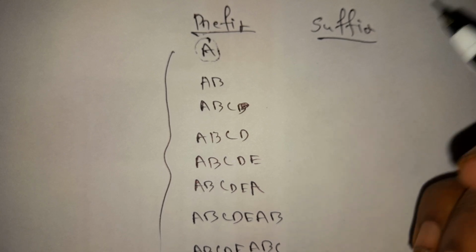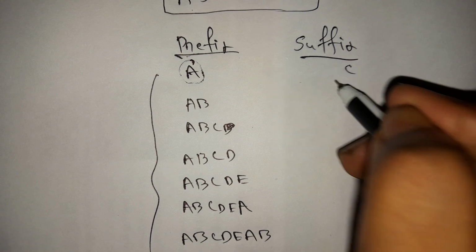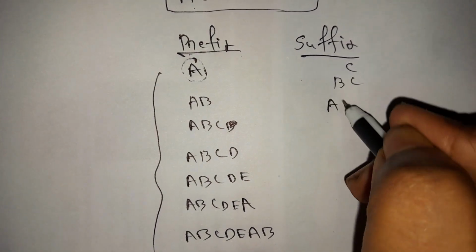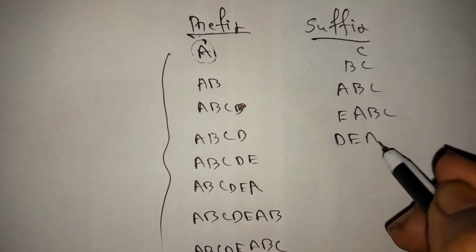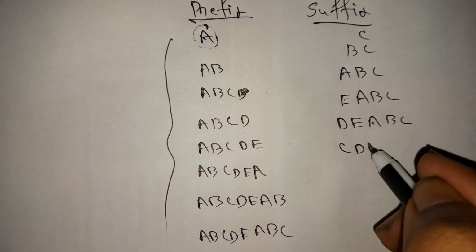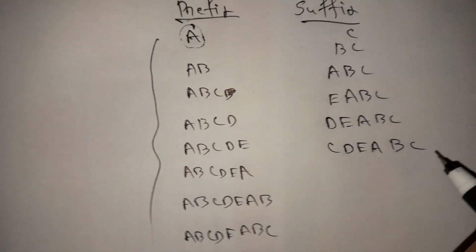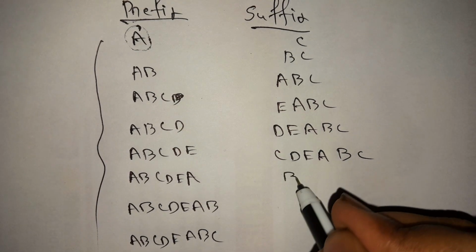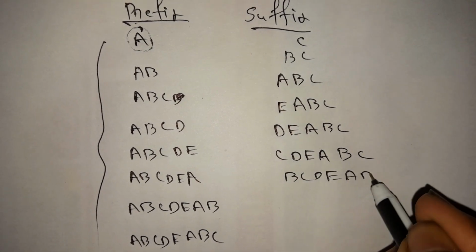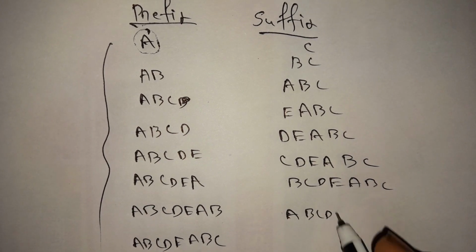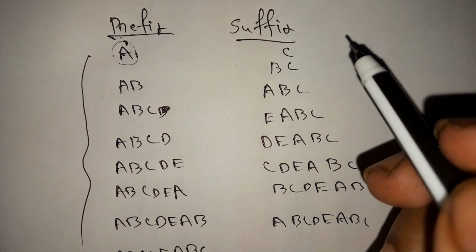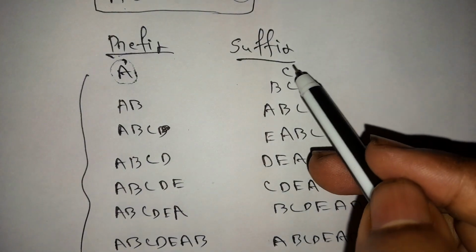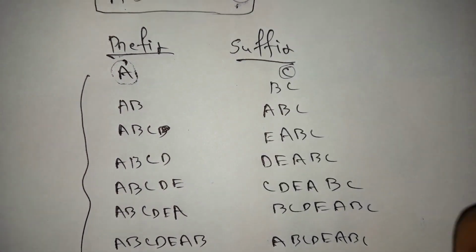Okay, then what will be the suffix? Our suffix can be c, bc, abc, eabc, deabc, cdeabc, as well as bcdeabc, abcdeabc. These all can be my suffix, and please notice that your suffix must start from the end element of our string. Okay, the minimum suffix will be the end element.